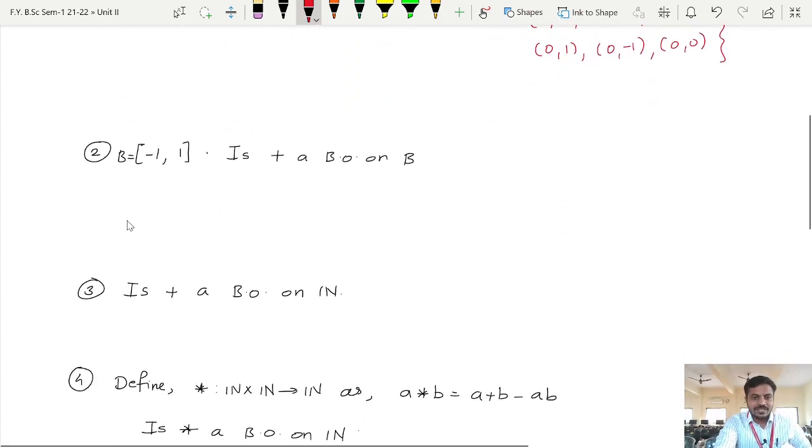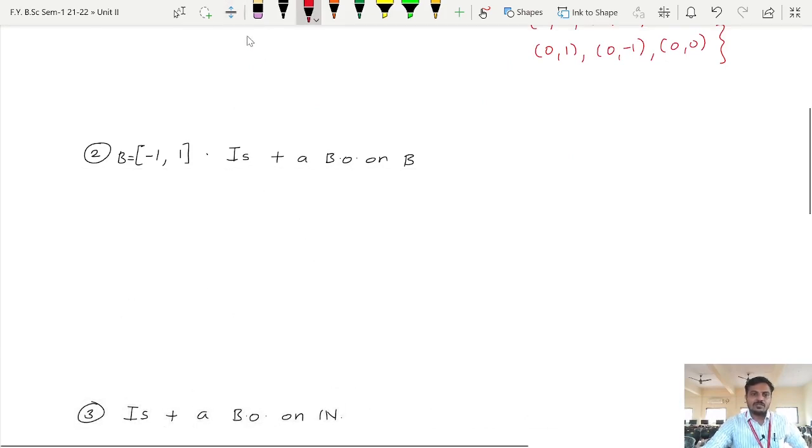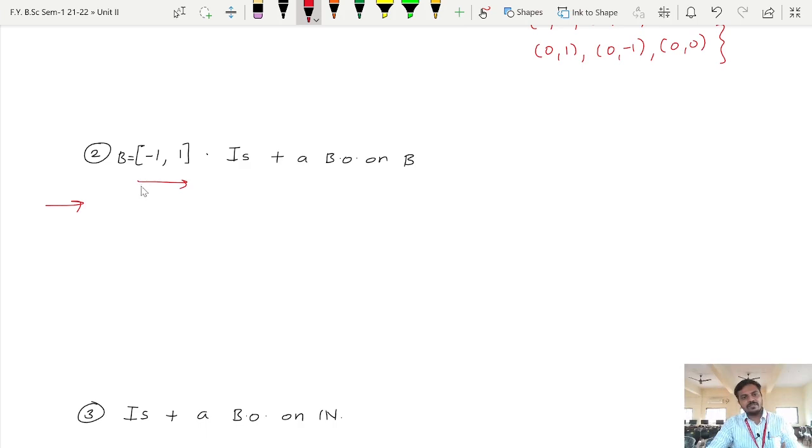Let us move towards the next example. Now in this example, the closed interval minus 1 to 1 is given. So the question is whether this is a binary operation or not. Again we will take any two elements of this set, add them and check whether whatever answer we get lies in B or not. If that is happening, then we will say that it is a binary operation on B.